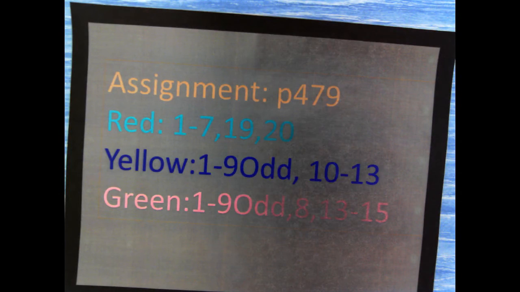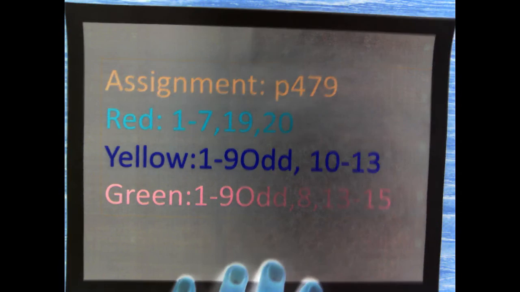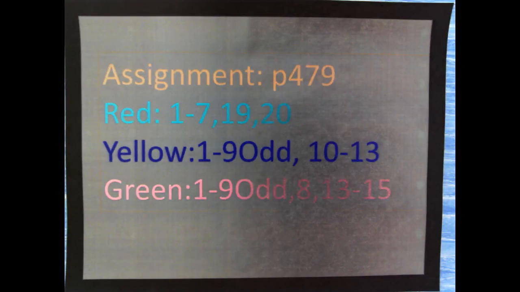So here is the assignment. Red, yellow, green. The choice is yours. Do which one is appropriate for you. If you're going through and you're doing well, challenge yourself with the green. If you struggle a little bit, do the yellow. If you're struggling a lot, do the red.